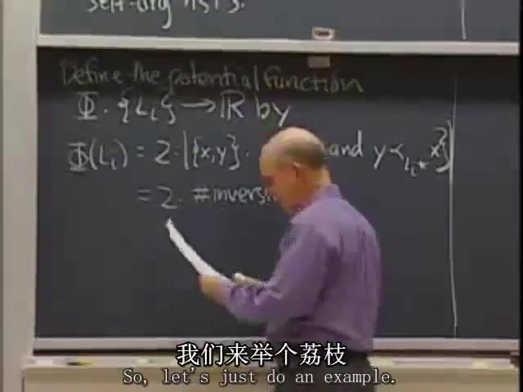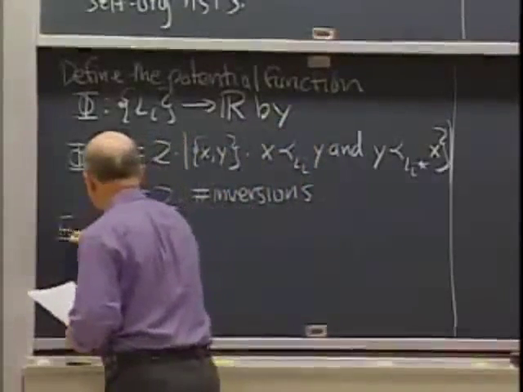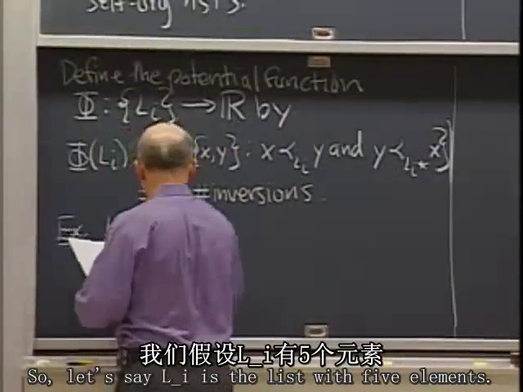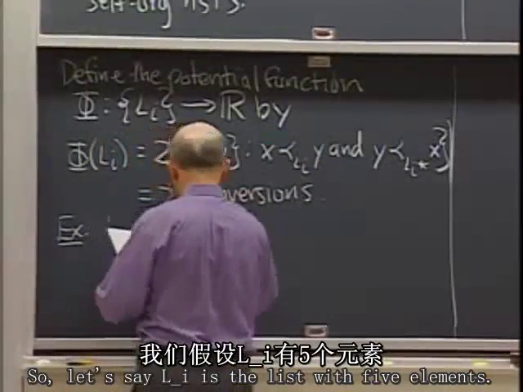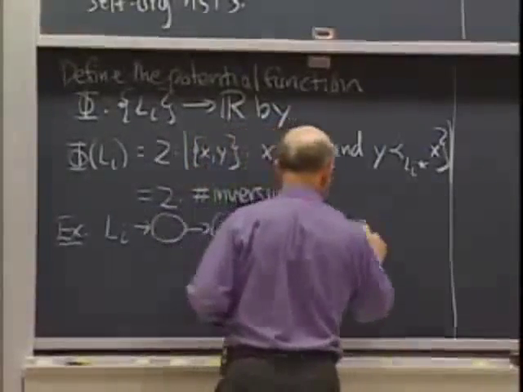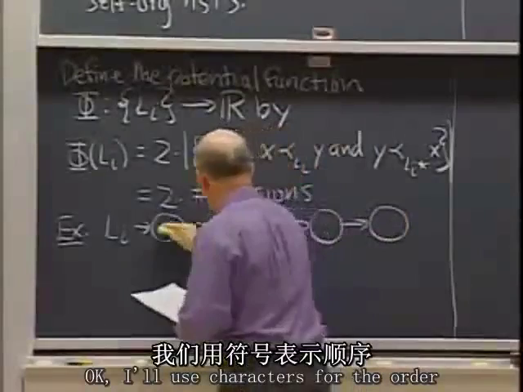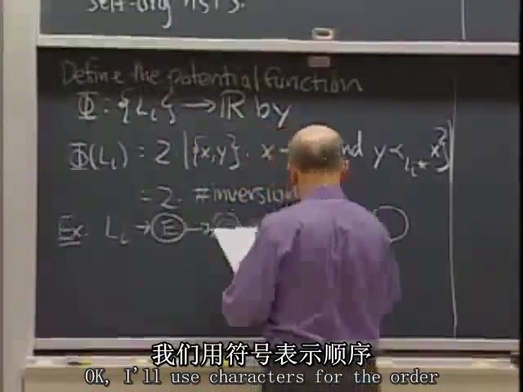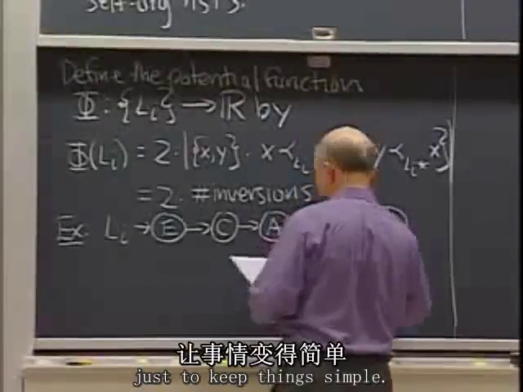So let's just do an example. So let's say L sub i is the list with 5 elements. Okay, let's say it's, I'll use characters for the order, just to keep things simple.